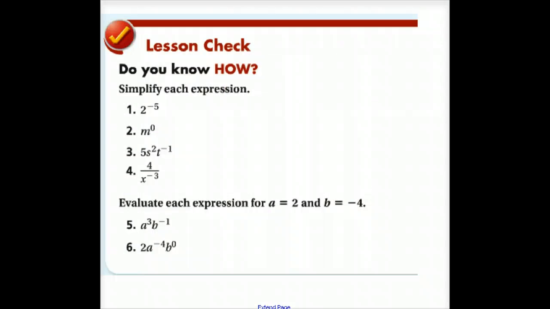All right, those are your 4 examples. I would now like you to complete the lesson check and bring your answers to class.